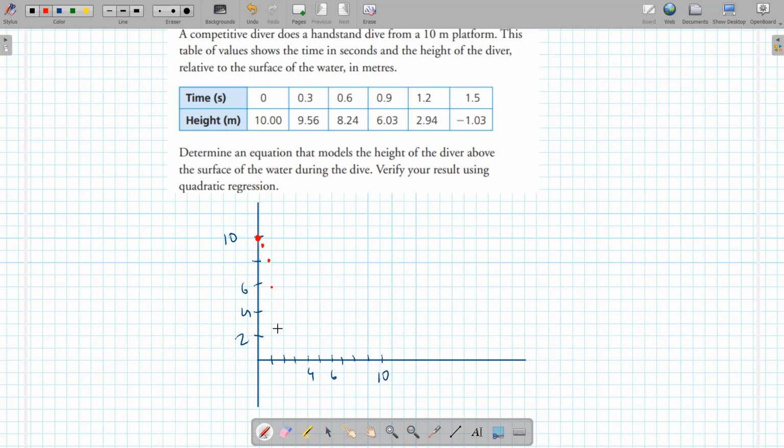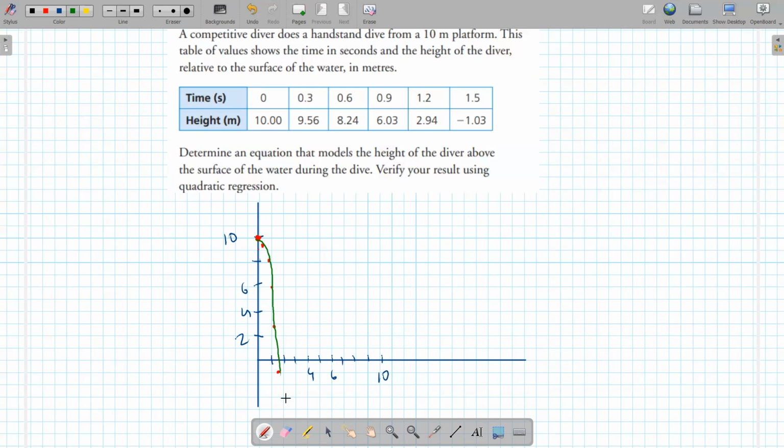0.9 and 6.3. 1.2 and 2.94. 2.94 is a little bit under 3. And then the last point is 1.5 and negative 1. I don't know why I went so far into the x-axis. There's only 0 to 2. So maybe somewhere there. And now this is what we have.